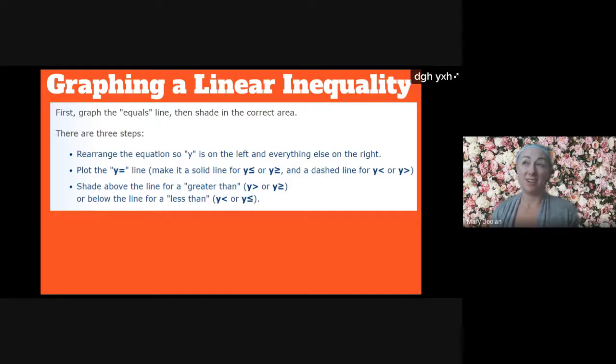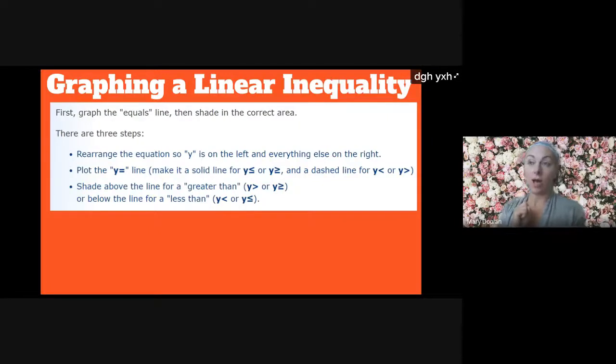These are the 3 steps. Step 1, rearrange the equation so y is on the left and everything else is on the right. What that says is you're going to put it in slope-intercept form. Y is on the left by itself, and then you have your x term and your constant. Second step, you're going to plot the y equals line.